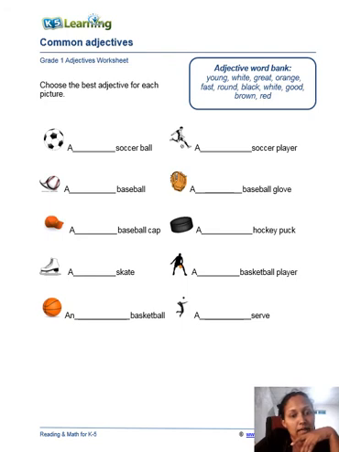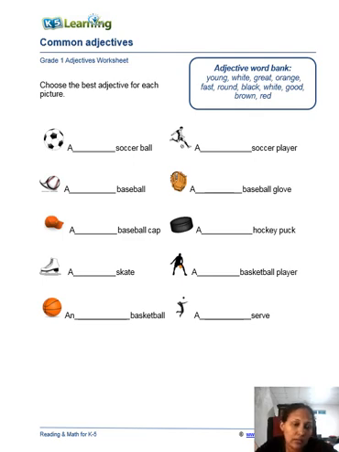And the next one, a baseball cap. What can we say about the baseball cap? In this picture, I think you all have the black and white printed ones, but in this picture it's red color. So we can say a red baseball cap, right? And the next one is a skate. Skate is white color. So we can say a white skate. There's another ball here. That is a basketball, right?